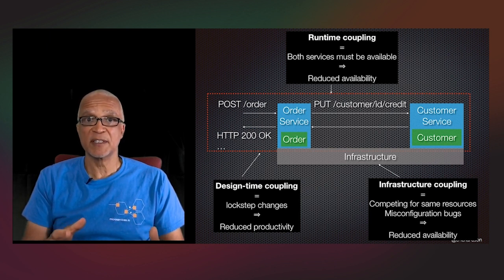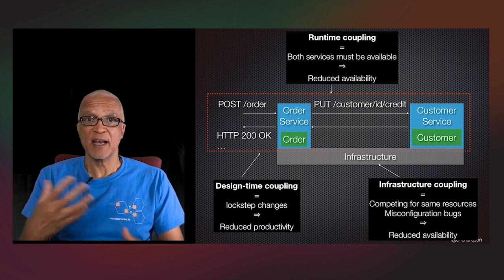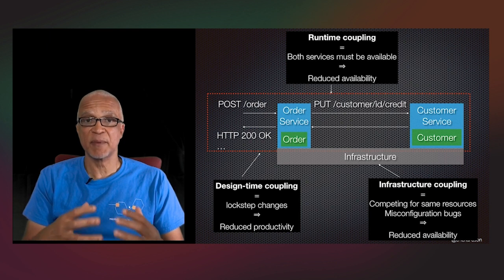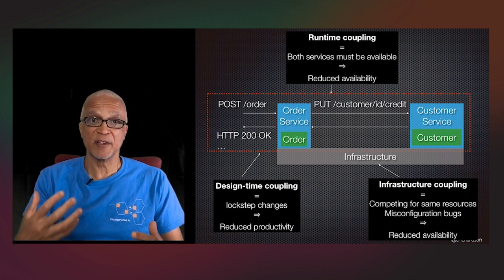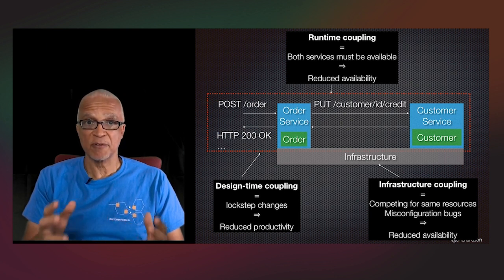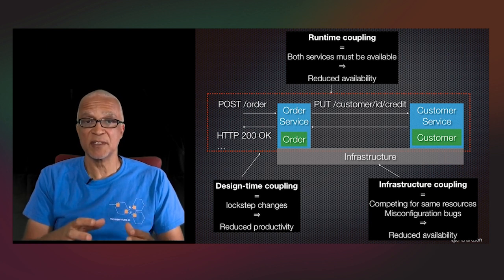If both services are deployed to the same infrastructure, then they are competing for the same resources. As a result, there is a risk of resource starvation. For example, the customer service might consume all available resources and prevent the order service from functioning. There is also the risk that an erroneous configuration change for one service will make all services unavailable.